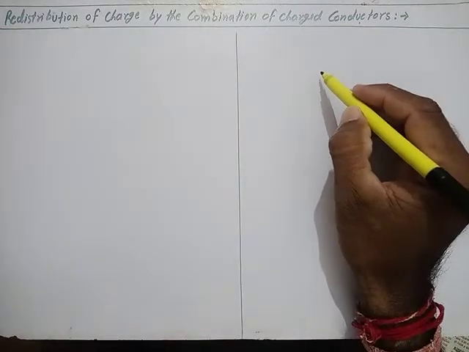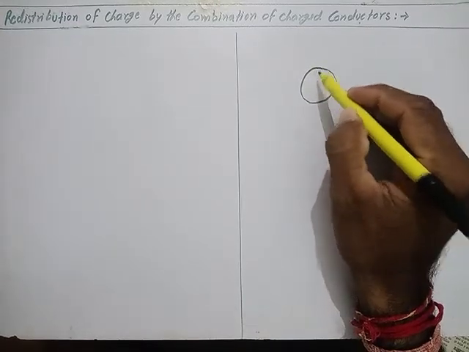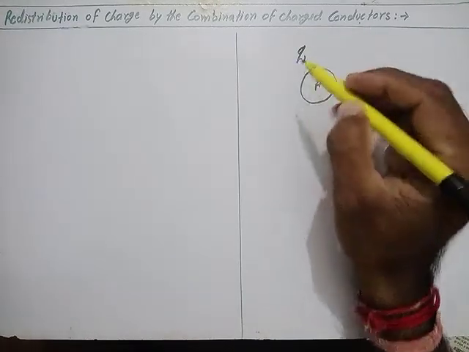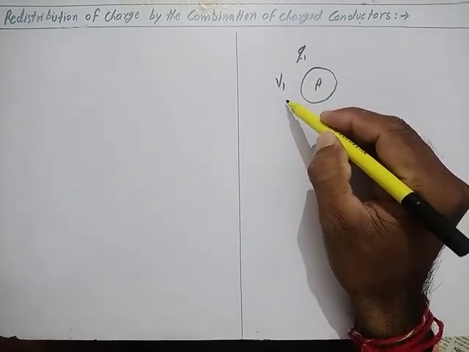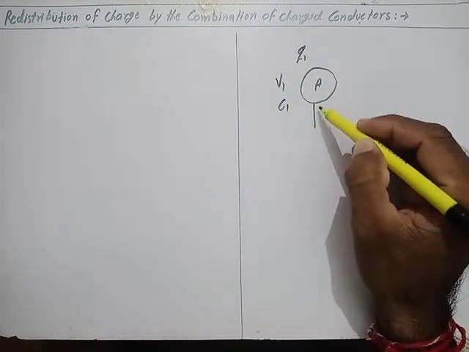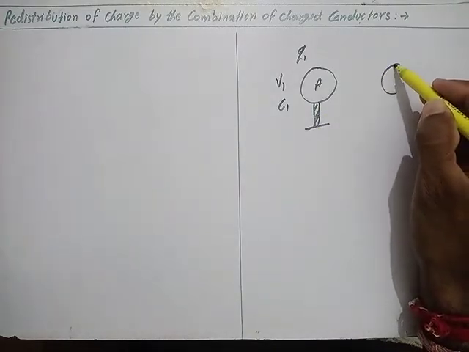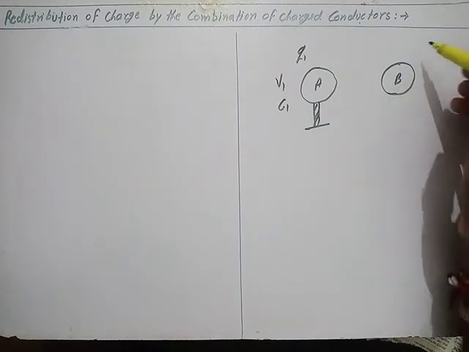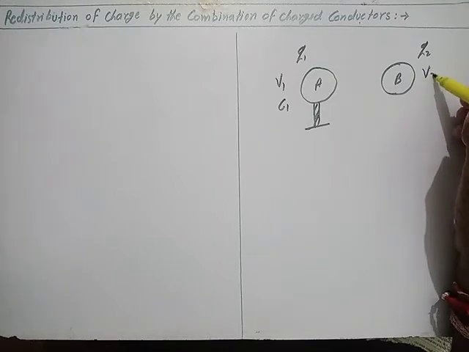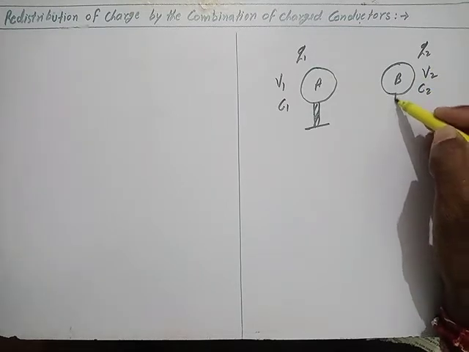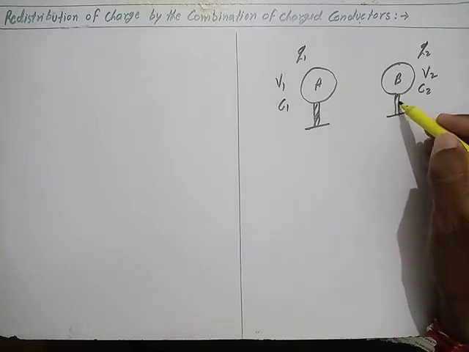Hello student. In this topic I will discuss redistribution of charge by the combination of charged conductors. Let me suppose we have two charged conductors. First is A. Its charge is Q1, potential is V1 and its capacity is C1. It is placed on a non-conductor stand. And another charged conductor, named B, has charge Q2, potential V2 and capacity C2. It is also placed on a non-conductor stand.